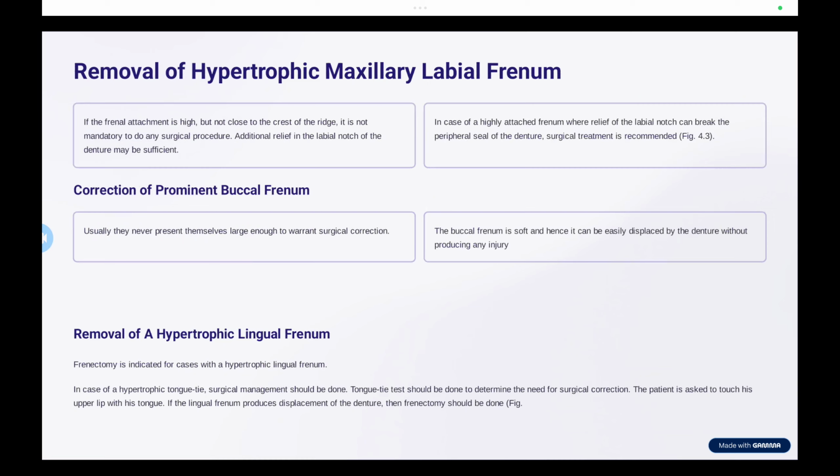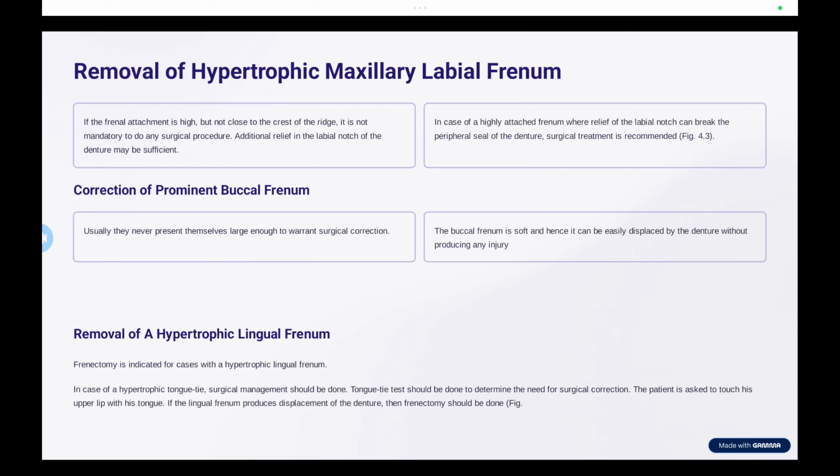Now, correction of prominent buccal frenum. Usually they never present themselves large enough to warrant surgical correction. The buccal frenum is soft and hence it can easily be displaced by the denture without producing any injury.